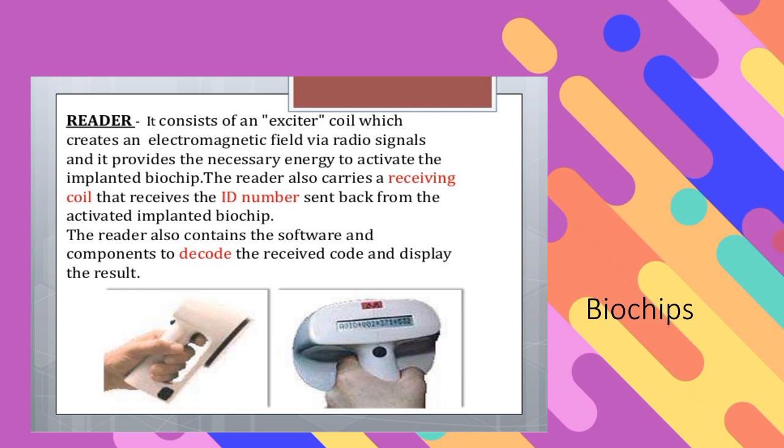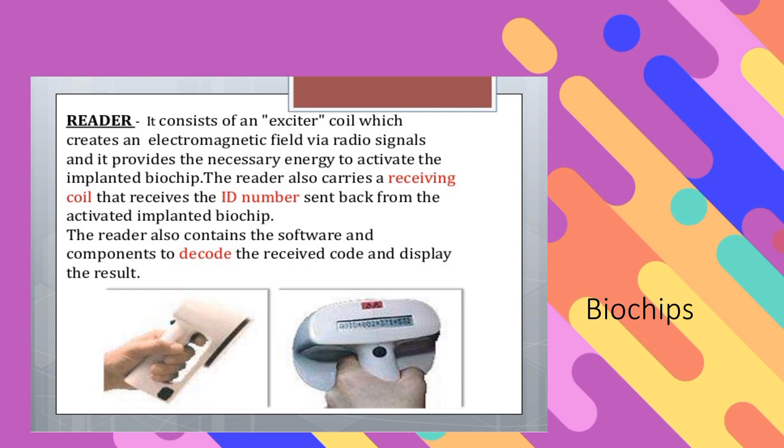Next comes the receiving coil. Once the biochip is activated, it will carry out its biochemical, biological reaction. Then it will produce some signals, and that signal will be received by the receiving coil. The signals are in the form of identification numbers, as I mentioned earlier, the identification number on the computer microchip. That identification or code will be received by the receiving coil.